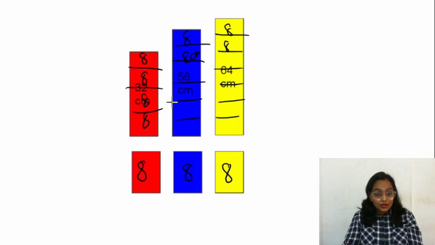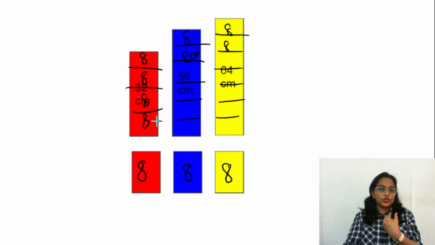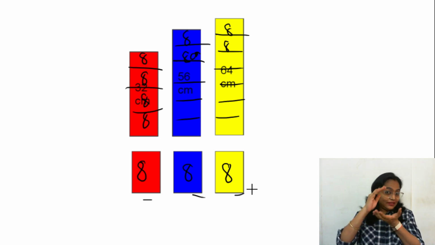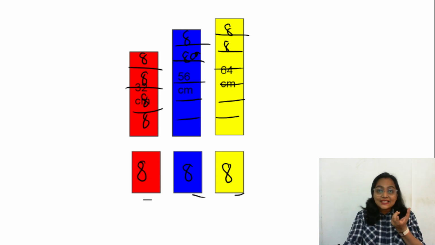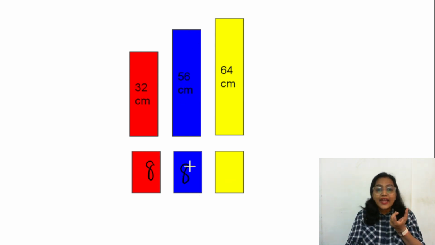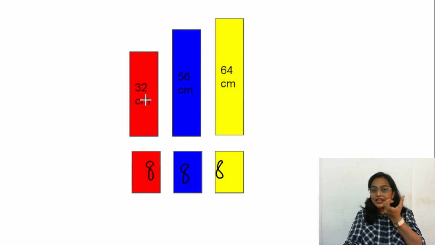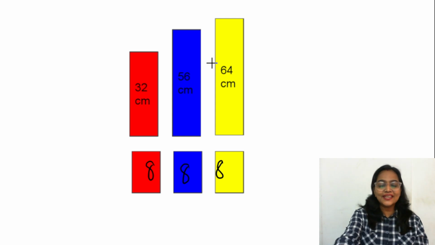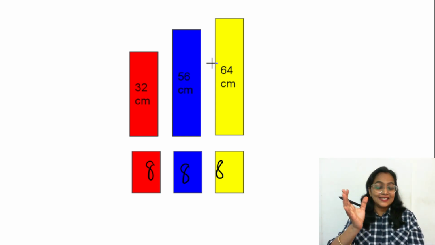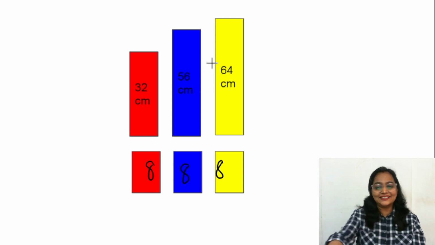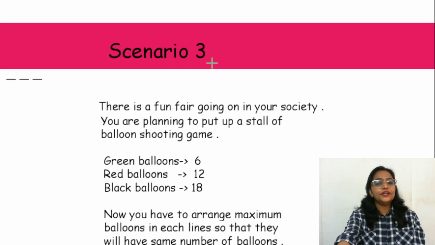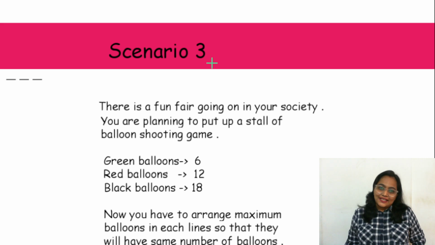This is the maximum length of the ribbon which you can cut, so that all the three ribbons will have the same length. So this 8 is nothing but the HCF of this 32, 56 and 64. Done. So see, we all use LCM and HCF in our day-to-day life, but we don't realize it. Okay. Now, a very, very good scenario.